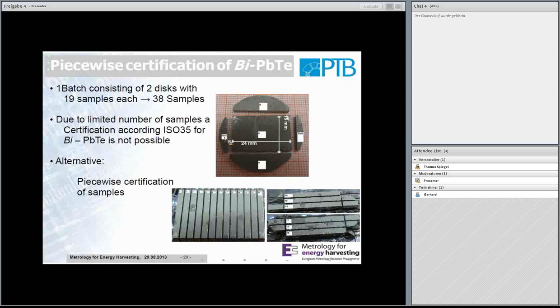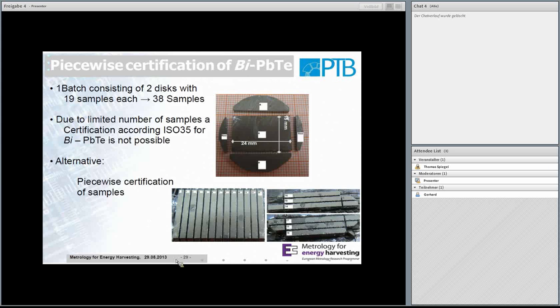This is the sample which we got, and normally there should be a Fraunhofer Institute logo, because Fraunhofer gives us those samples and also produced them. Sorry. Just by looking at the size, it's clear the certification according to ISO guide is not possible because we simply don't have enough samples. We got one batch consisting of 2 disks. Each disk gives 19 samples. In total, this means 38 samples. And for a batch certification, you need 40 samples if you include the long-term measurements. Therefore, we have to do a piece-wise certification. This means a certification for every piece has to be done.